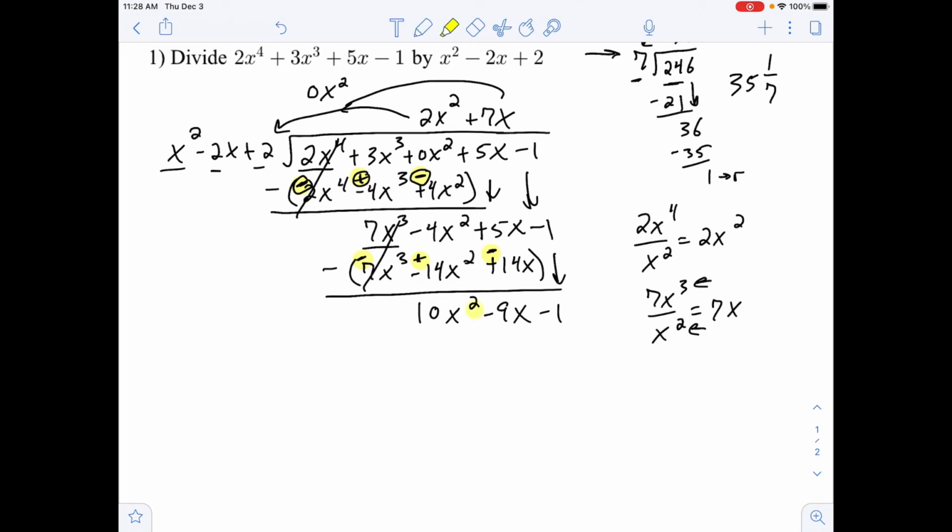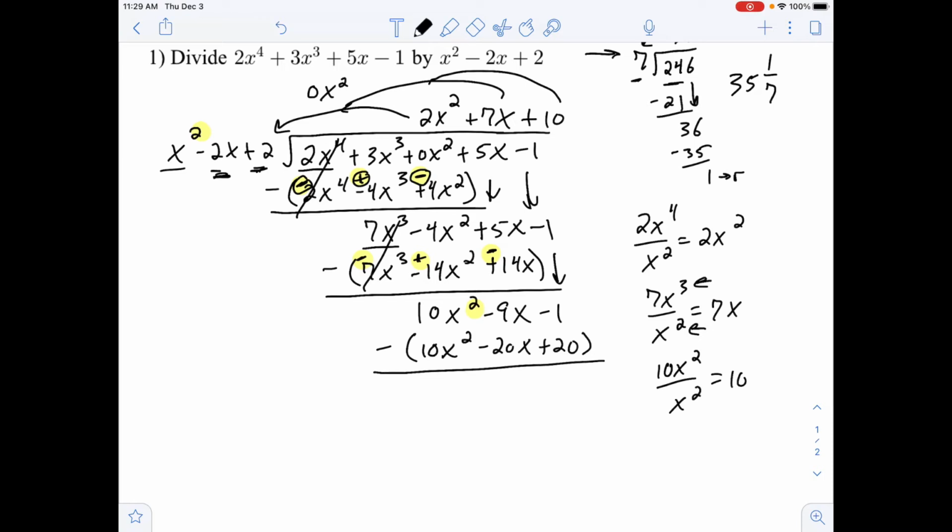So now these degrees are the same, which means that this will be the last time we're going to divide. So it's going to be 10x squared divided by x squared, which is equal to 10. So we put that up here. And then, of course, we're going to go ahead and multiply and subtract. So 10x squared, and then 10 times negative 2x is minus 20x. 10 times 2 is 20.